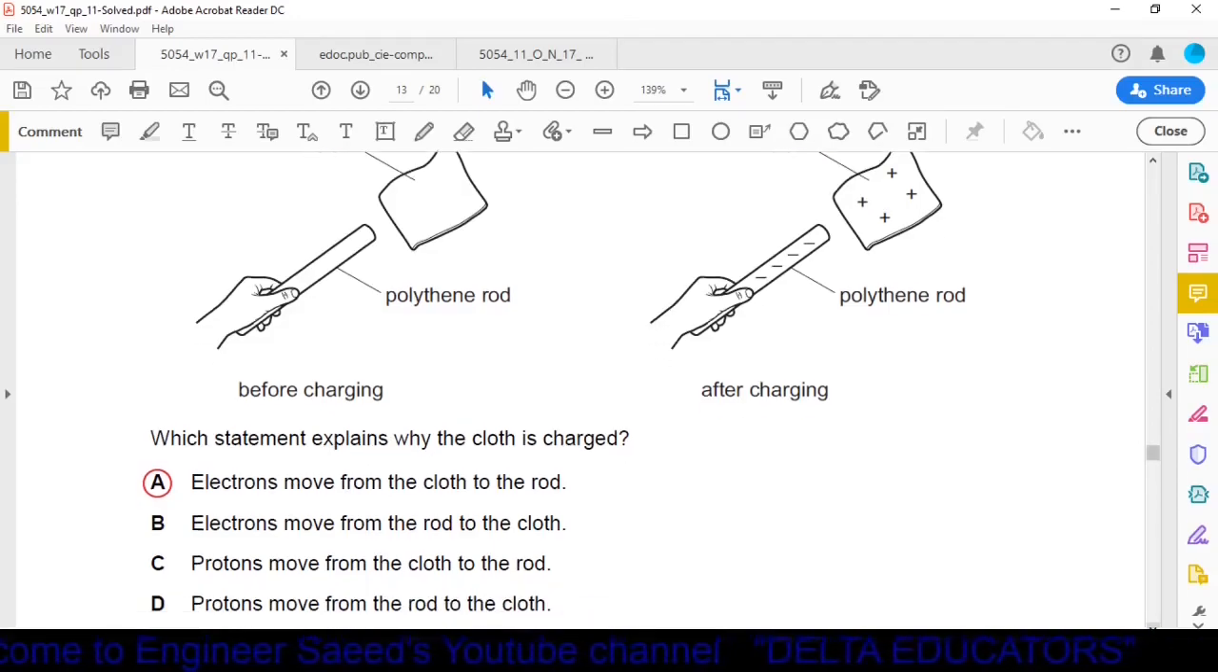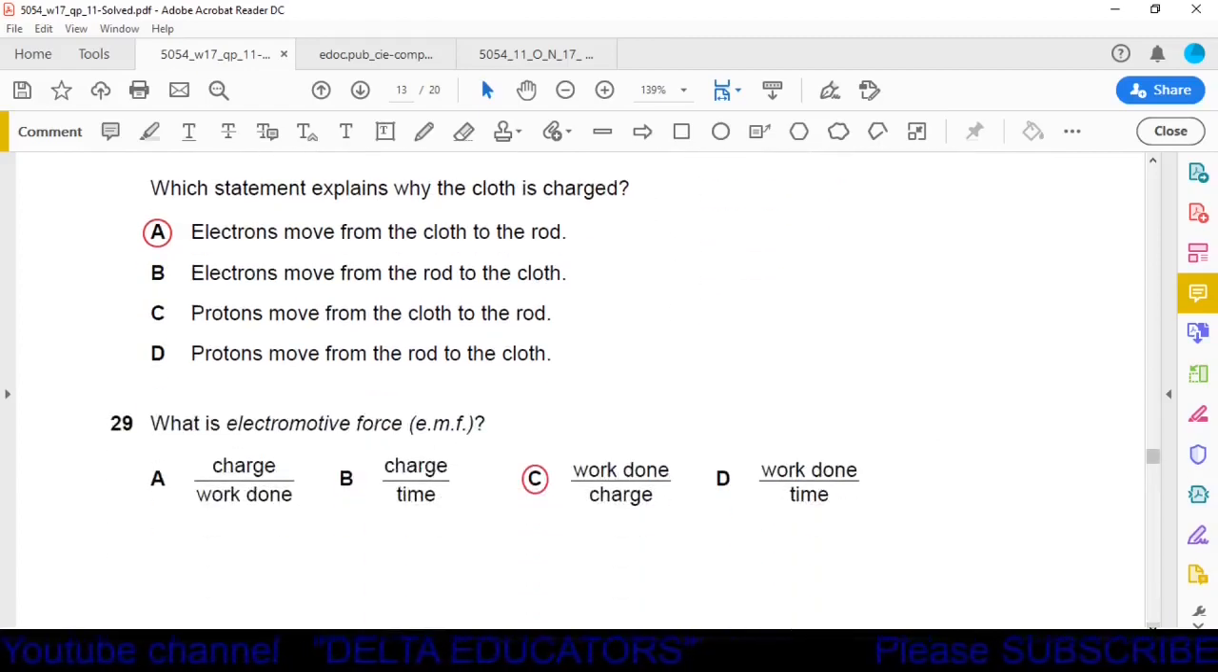Okay, we will check other options also. In option B, electrons move from the rod to the cloth. If the electrons move from the rod towards the cloth piece, then here will be negative charge, here will be positive charge. So option B is not possible. In option C, it is given protons move from the cloth to the rod. In option D, protons move from the rod to the cloth. Protons are in the nucleus, they do not move. So option C and option D are not possible. So option A is the best option, or it is the correct one.